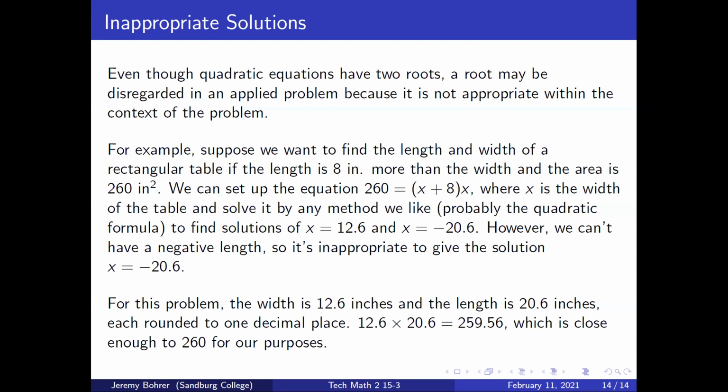table, and solve it by any method we like, probably the quadratic formula, to find solutions of x equals 12.6 and x equals negative 20.6. However, we can't have a negative length, so it's inappropriate to give the solution x equals negative 20.6. For this problem, the width is 12.6 inches and the length is 20.6 inches, each rounded to 1 decimal place. 12.6 times 20.6 is equal to 259.56, which is close enough to 260 for our purposes.